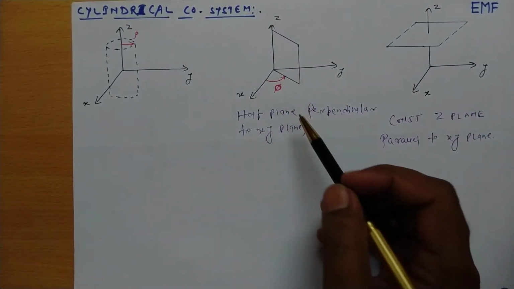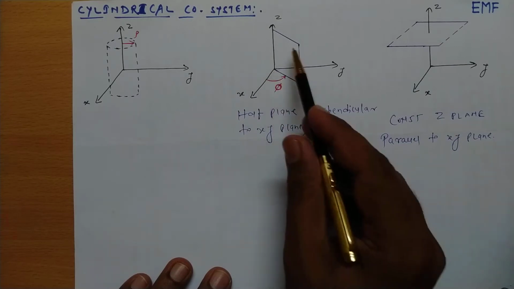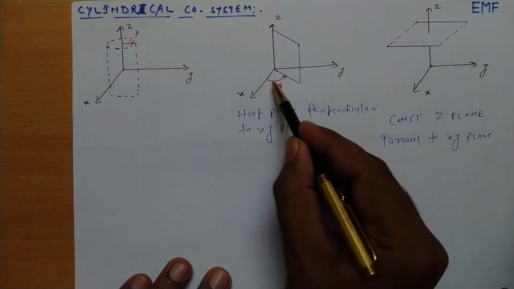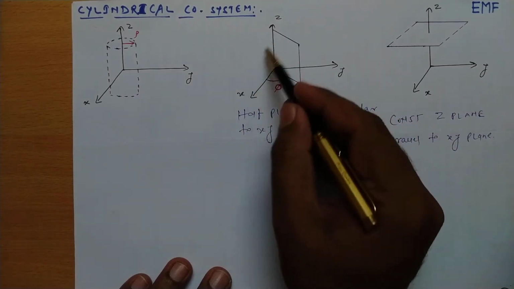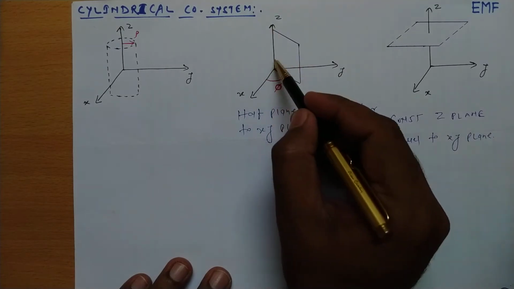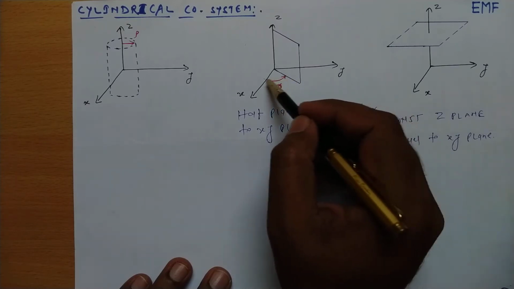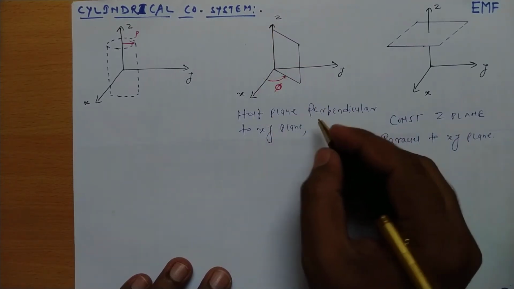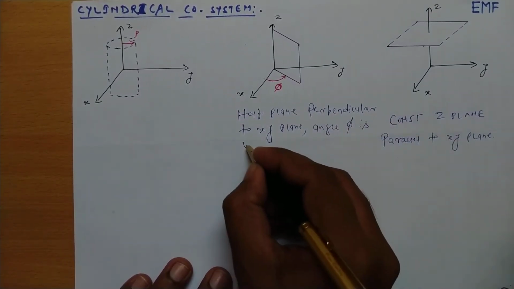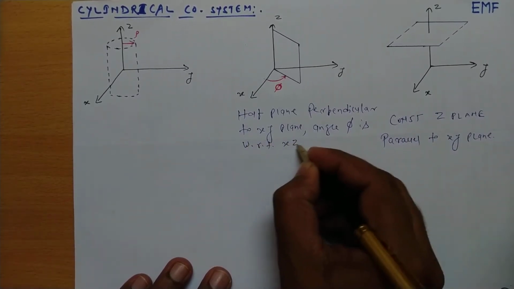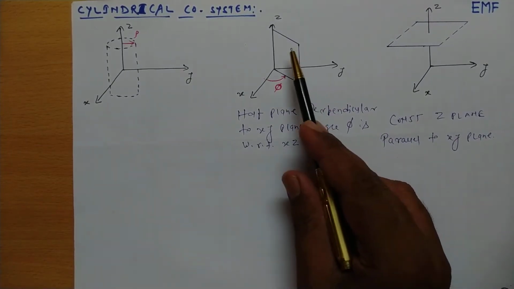We require a half plane perpendicular to the xy plane, and this half plane is making an angle phi with respect to the xz plane. This is the xz plane, so this angle phi is with respect to this xz plane.